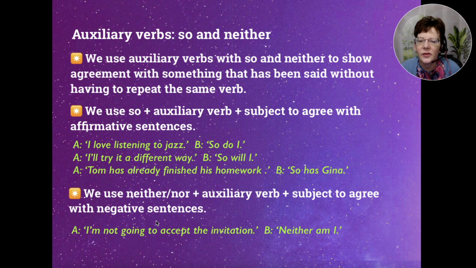Then we use neither or nor plus an auxiliary verb plus a subject to agree with negative sentences. So we have person A, I'm not going to accept the invitation. Person B, neither am I. So neither one will accept the invitation here.